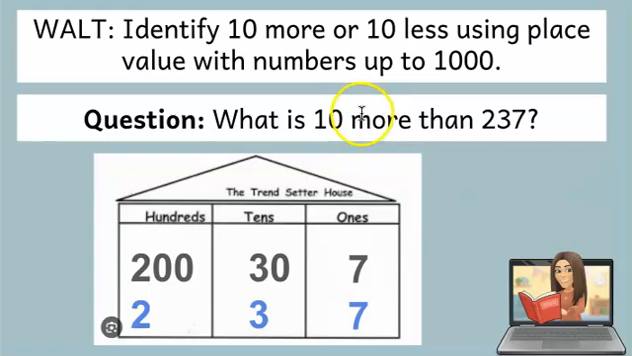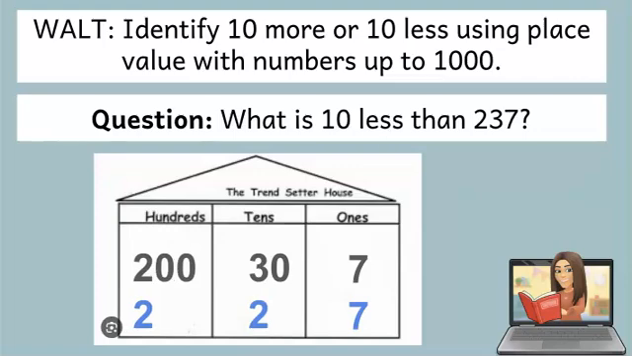Remember that more means an increase, so that number's going to get bigger. Which column do you think we should look at? The tens place, that's correct, because it's asking for only 10 more, so the tens place. So the answer, oh, Miss Grace has put the answer wrong here. The answer would actually be 247 as an increase.